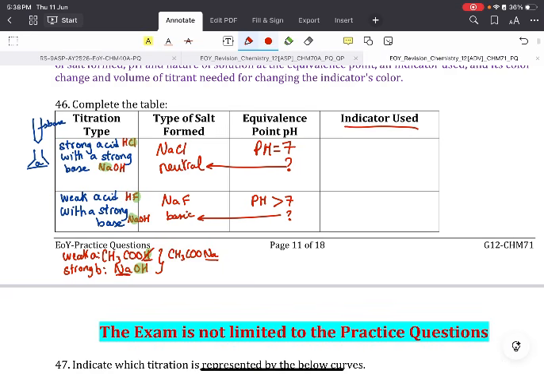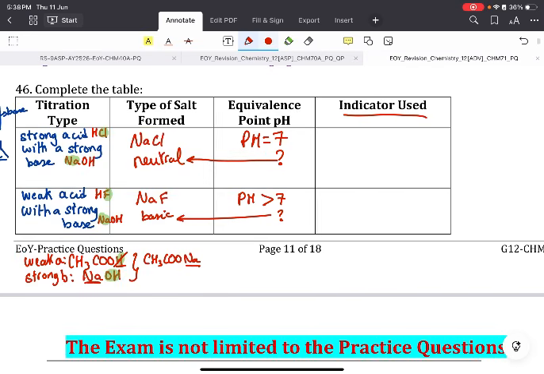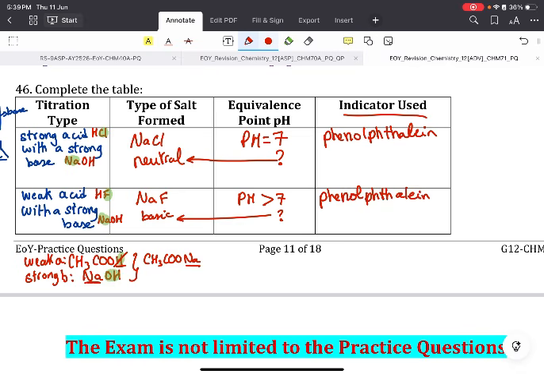Now, what is the indicator used? Remember, in strong acid with strong base, and weak acid with strong base, the good indicator that can be used in both is phenolphthalein, which goes purple in basic medium. Practice writing the spelling of this indicator. Now, in strong acid and strong base, I can also use methyl red, but I do recommend to memorize this.